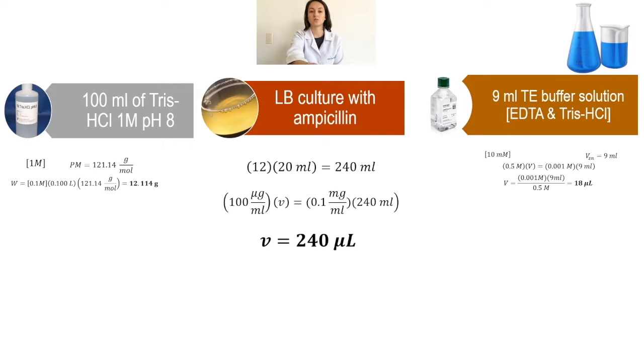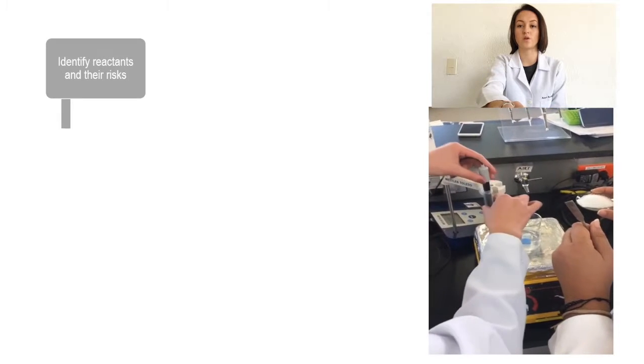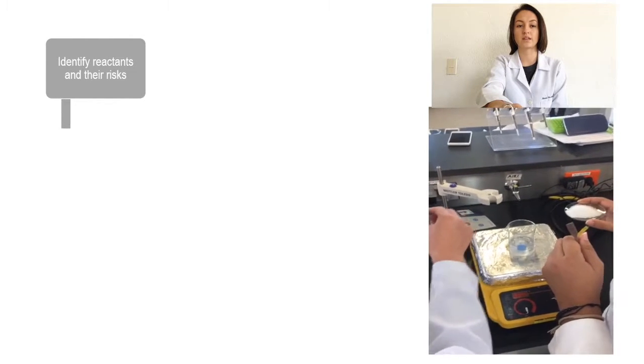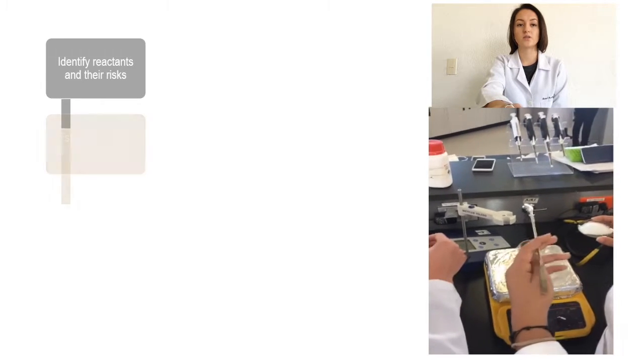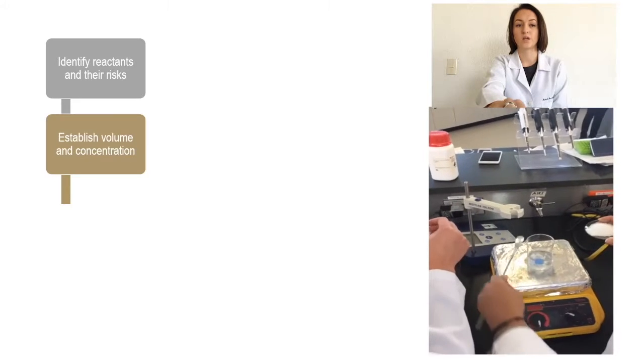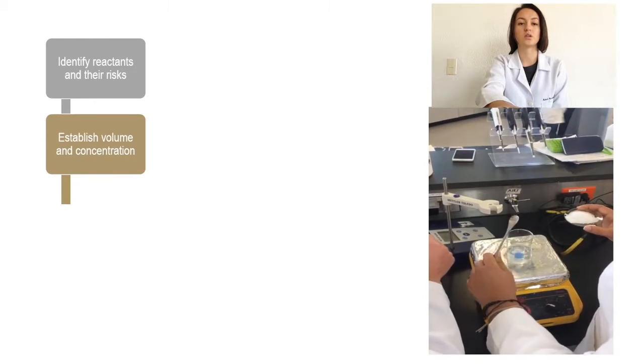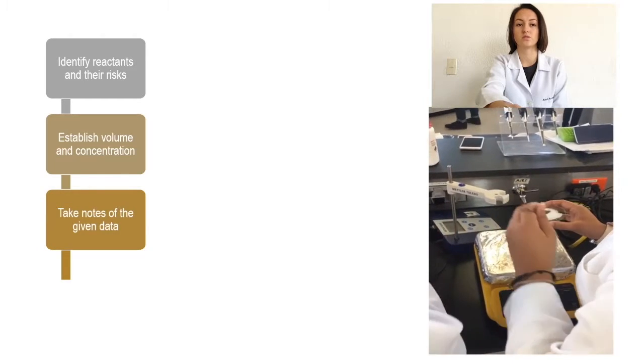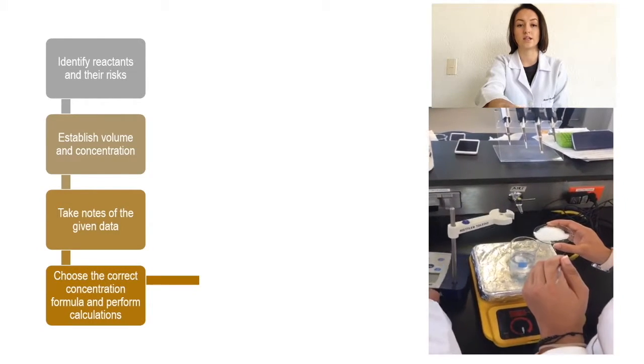The amount of ampicillin was measured with the C1V1 equals C2V2 formula, considering a stock of 100 micrograms per milliliter, where conversion factors were required. A general protocol to prepare any kind of solution consists of the following. First, identify the reactants and their risks, like toxicity or flammability. Then, establish the volume and the concentration you want to prepare. Take notes of the given data. Afterward, choose the corresponding concentration formula and perform the calculus. Use conversion factors if it is needed.